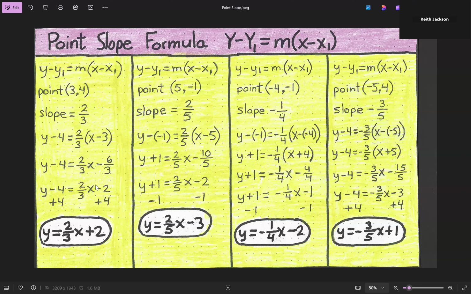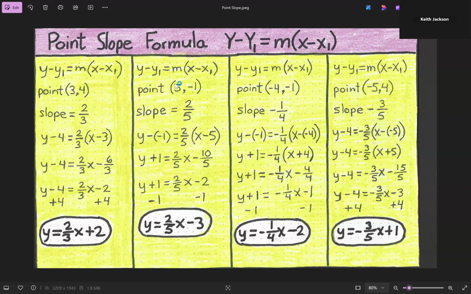To make this possible, we're going to move the 4 to the other side. We're going to add 4 to both sides to get y all by itself. When we add 4 to both sides, we get y all by itself is equal to 2/3 x plus 2, because a negative 2 plus 4 will give us a positive 2. And so our final result is y is equal to 2/3 x plus 2.